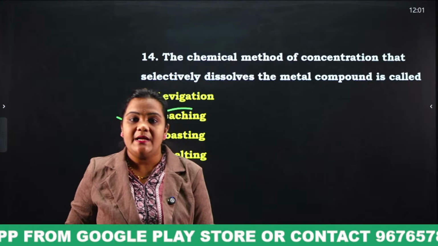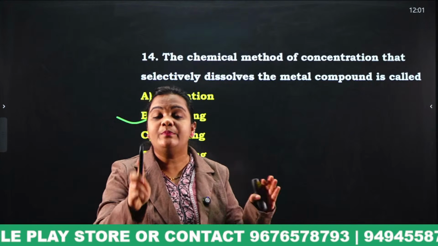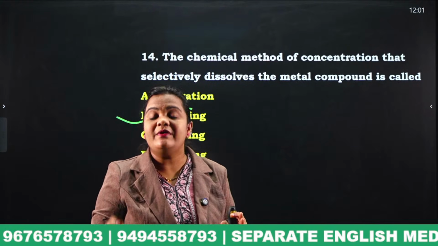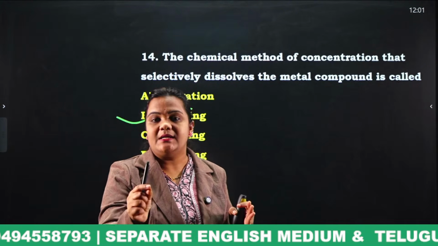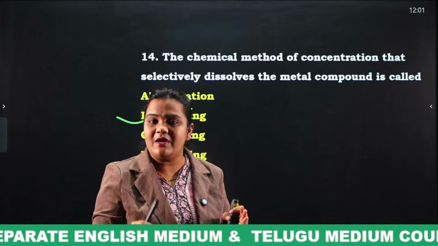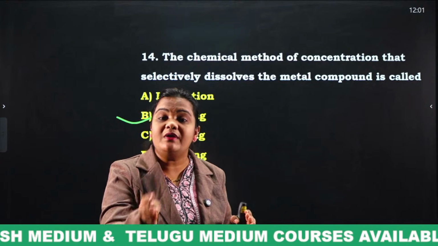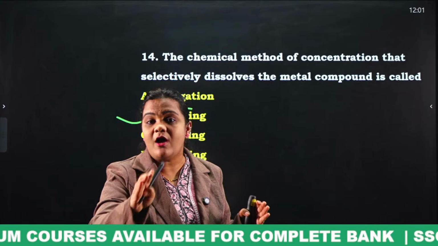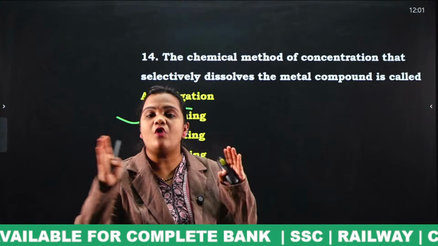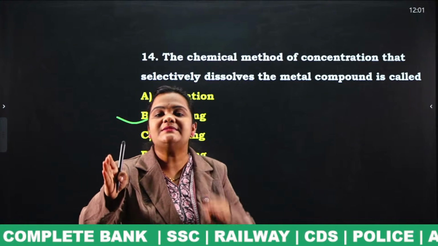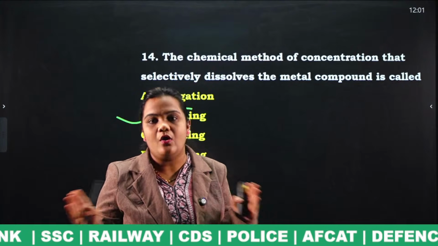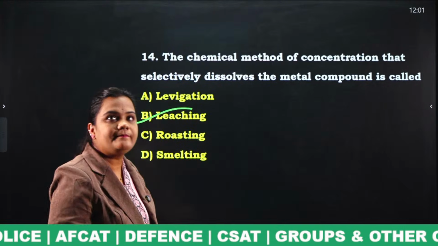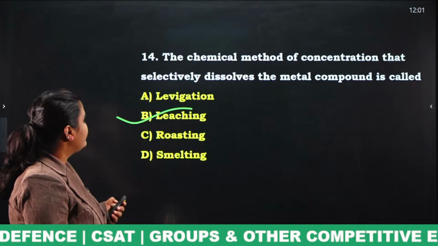Listen properly. In order to remove the impurities from the ores, we add a leaching agent. This leaching agent will dissolve the pure metal and the impurities remain as usual, such that the impurities and the metal are separated. So this method is also known as chemical method. Okay, next.